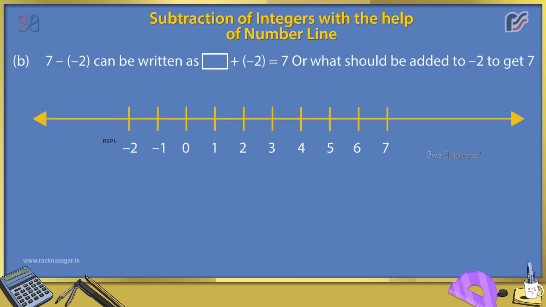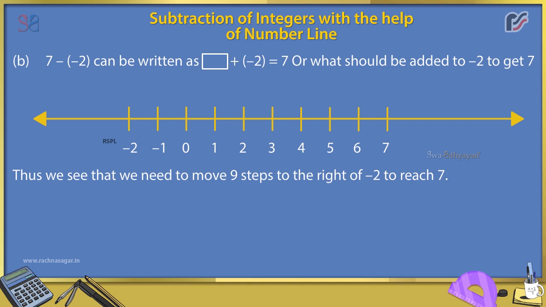B. 7 minus (−2) can be written as __ plus (−2) is equal to 7. Or, what should be added to −2 to get 7? Thus, we see that we need to move 9 steps to the right of −2 to reach 7. Therefore, 7 minus (−2) is equal to 9.